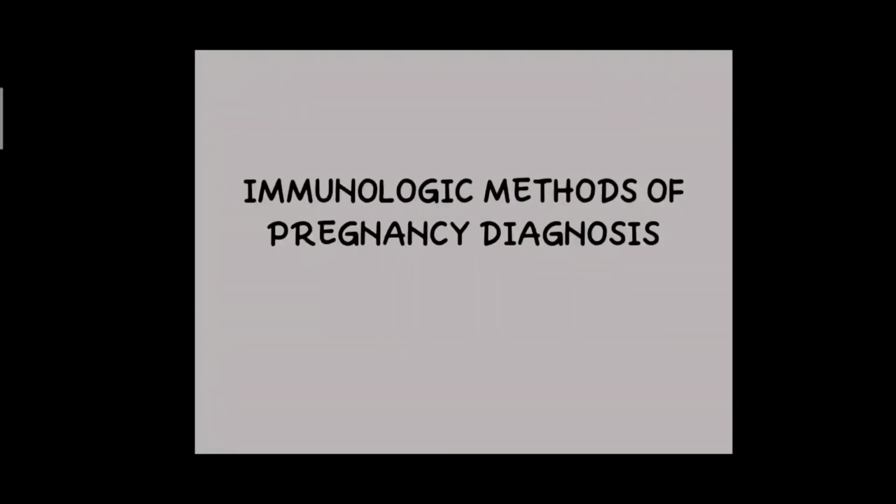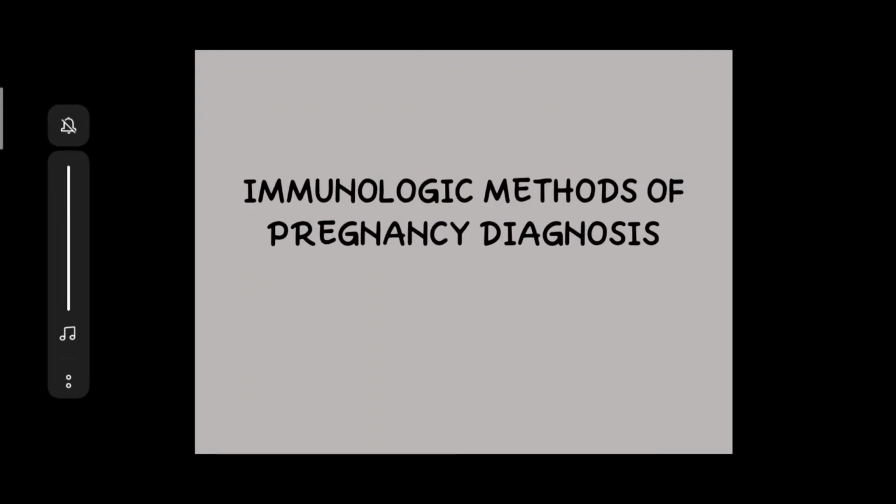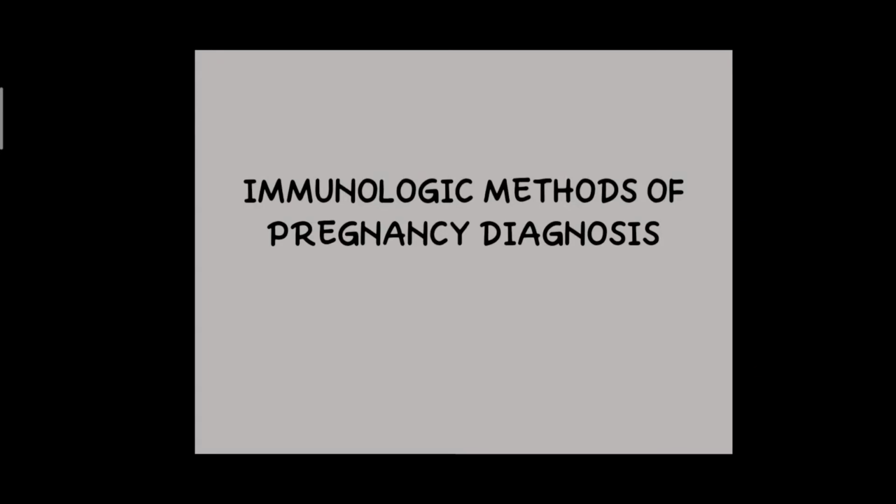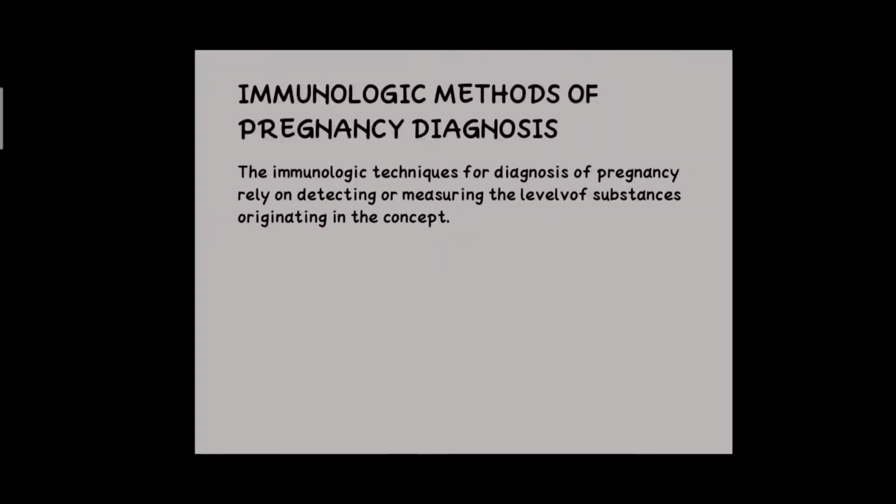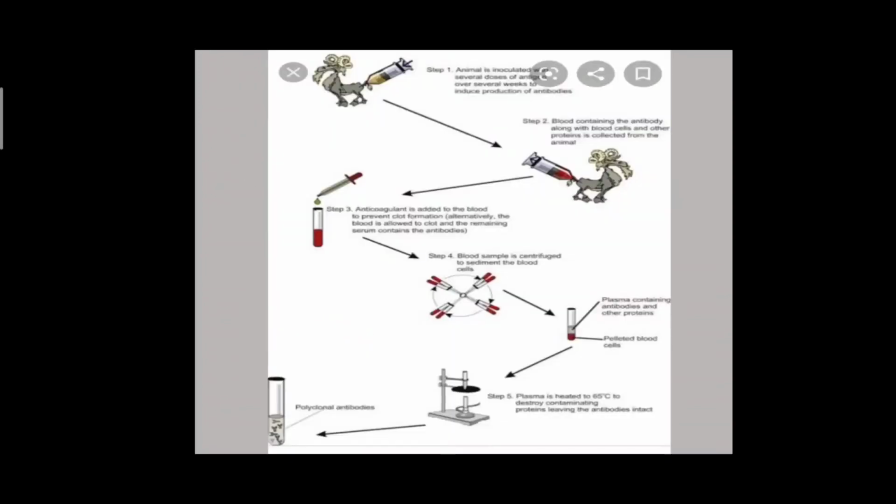Good afternoon, sir. Our topic is all about immunologic methods of pregnancy diagnosis. The immunologic techniques for diagnosis of pregnancy rely on detecting or measuring the level of substances originating in the conceptus. As you can see in the next slide, an injection is given to the male animal and also to the female animal.